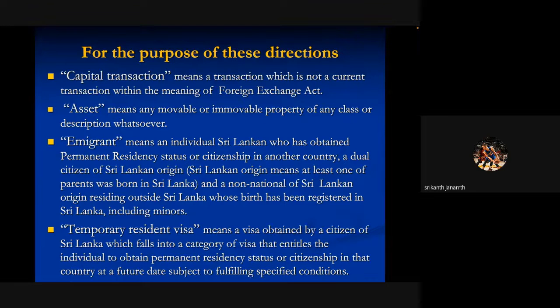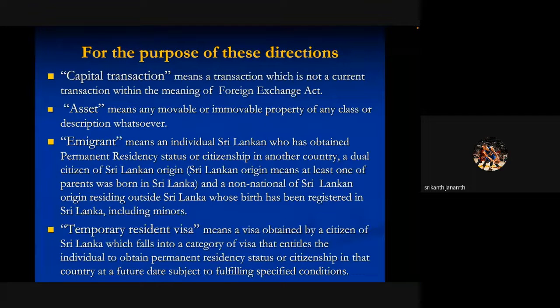An immigrant means an individual Sri Lankan who has obtained PR, permanent resident status, or citizenship in another country. A dual citizen of Sri Lankan origin means at least one parent was born in Sri Lanka. I think I explained this, let me explain again here. What do you mean by immigrant? It means an individual Sri Lankan who has obtained PR. So if anybody is leaving Sri Lanka as an immigrant with a PR, permanent resident, you can see people are moving to other countries nowadays on PR, mostly to Australia and Canada. They are going on PR. Some are going on a student visa. Some are going on a permanent resident visa under skilled migration.